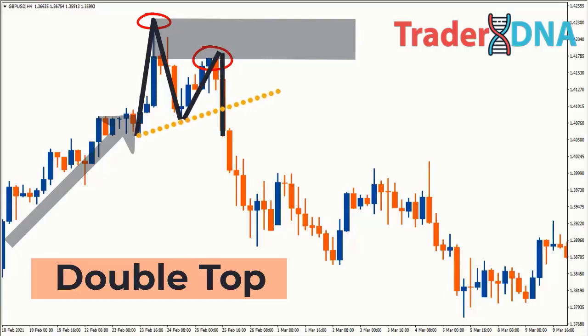In this chart you can see that two peaks or tops were formed after a strong move up. Notice how the second top was not able to break the high of the first top. This is a strong sign that a reversal is going to occur because it is telling us that the buying pressure is just about finished.